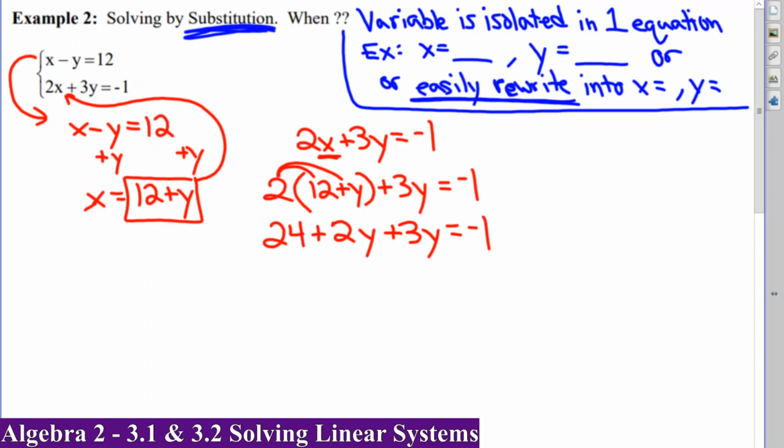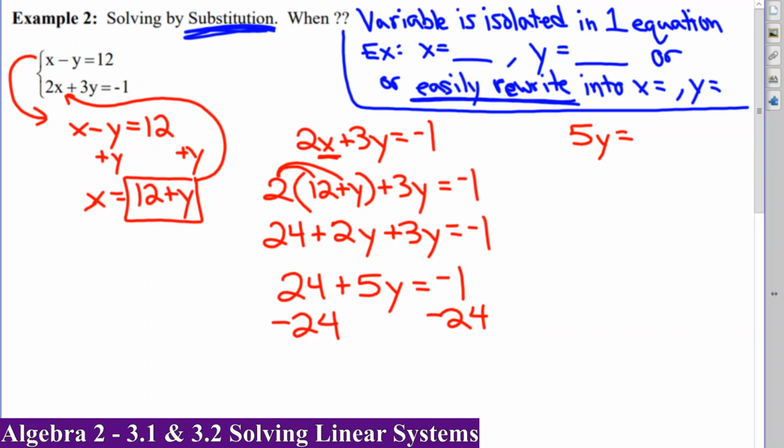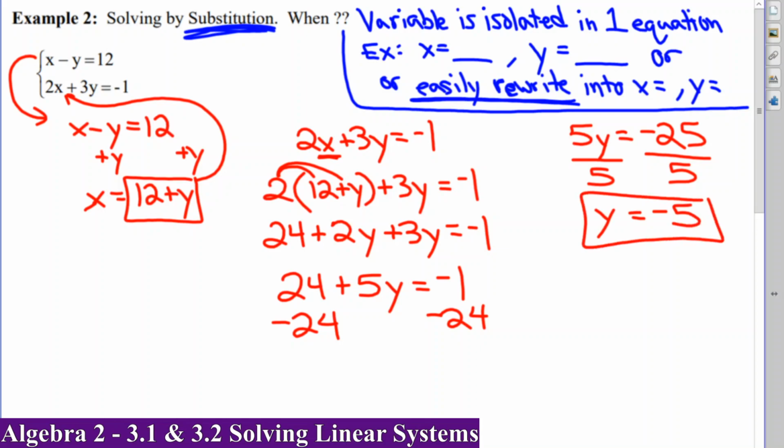Now if we look closely, we have an equation here with just one variable in it, so we can solve for that variable. So we get 24 plus 5y equals negative 1 when I combine those like terms. Then if we subtract 24 from both sides, I get 5y equals negative 25. And then to solve for y, we're going to divide both sides by 5. So we found y.